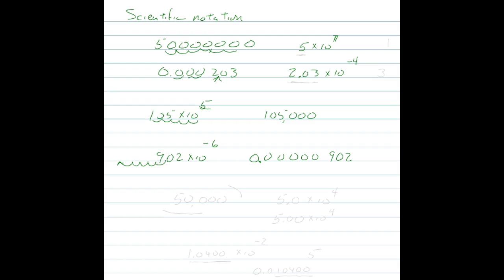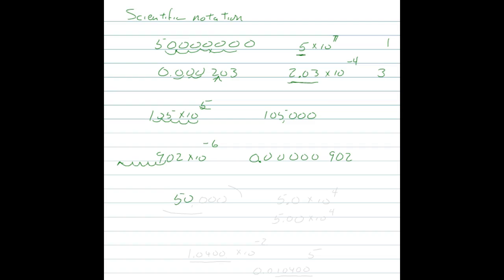A thing about scientific notation is that the number of significant digits is easy to find. It's how many digits are in front of the times 10 to the power. This is one significant digit. This is 3 significant digits.